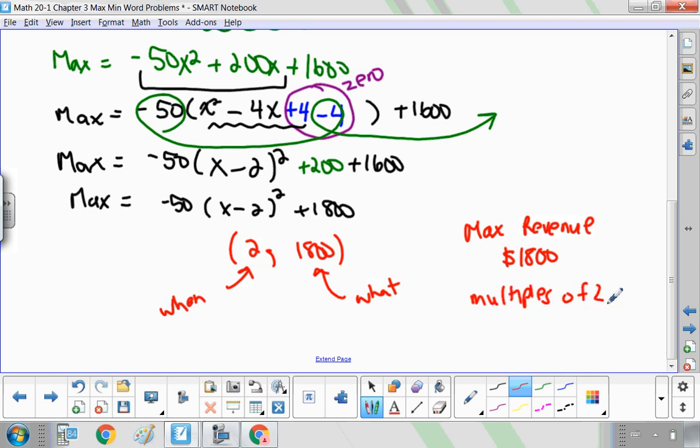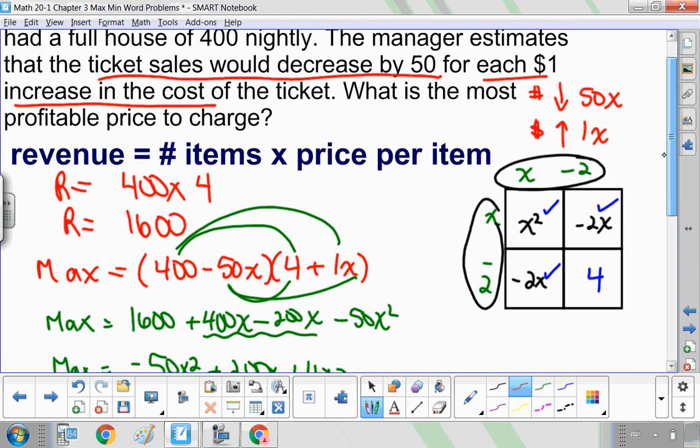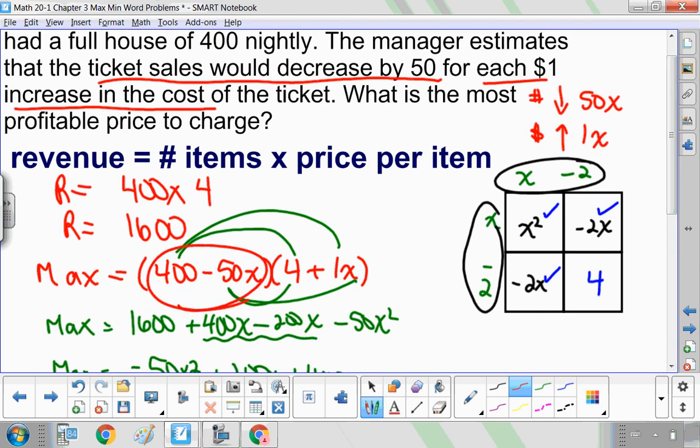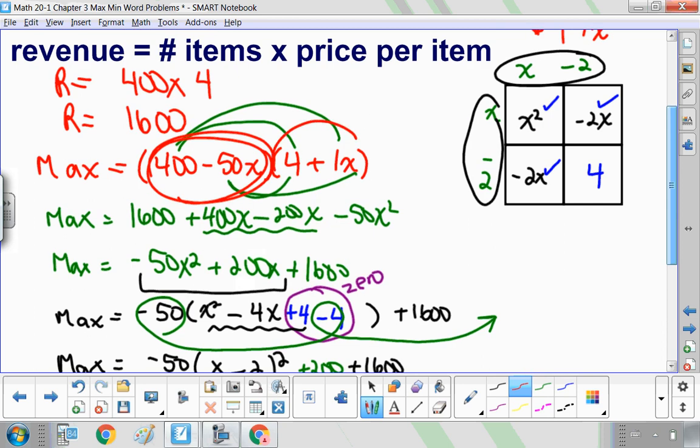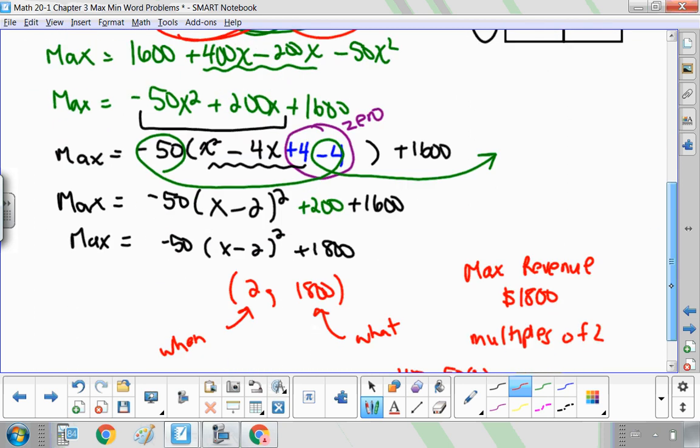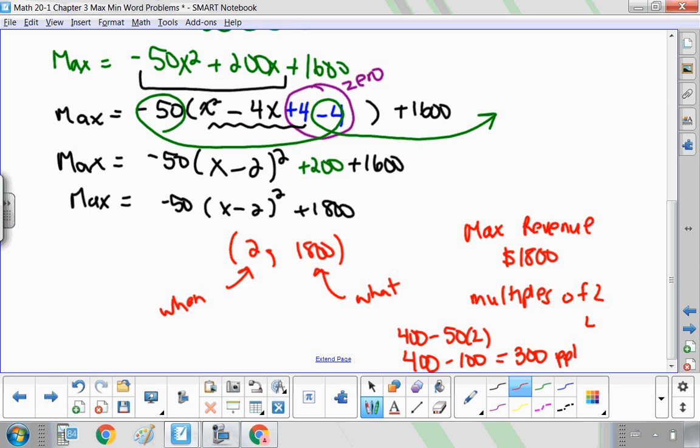Now what does that mean, multiples of 2? Let's go back up here. Multiples of 2. So if I decrease the people by multiples of 50, how many multiples of 50? Well, 2 multiples of 50. So my people are doing 400 minus 50 times 2, which is 400 take away 100, which is 100 tickets or people. And then the price, we said the price was increasing by multiples of 1. How many multiples? Well, 2 multiples of 1. So 4 plus 1 times 2 is 4 plus 2, which is $6.